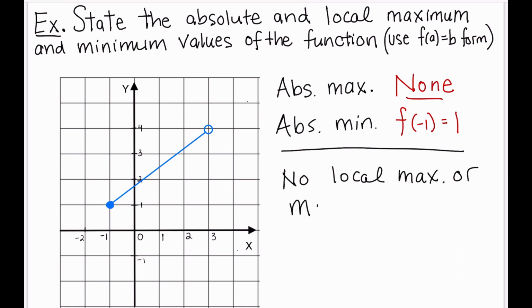In order to have a local max or min, your function has to be defined on both sides. So it has to have this kind of look, like it goes up and then down, or it goes down and then it goes up, or something of that sort, where your function is just defined on both sides of your x value.